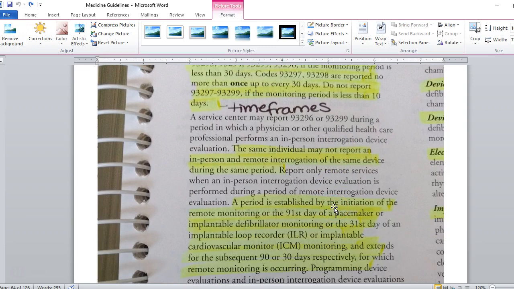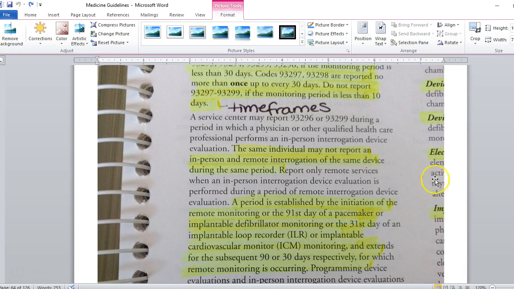Now again, the biggest thing that we need to keep in mind is that for these codes, a lot of times we are doing, again, the in-person interrogation device evaluation. Okay, so otherwise in time frames, other things we need to keep in mind is who can code for these. So they tell us that, again, the same individual may not report an in-person and remote interrogation of the same device during the same period. So again, it's an either or. Either we're getting information remotely from the device itself, or we're having the patient come in.